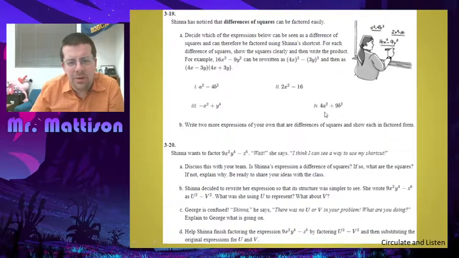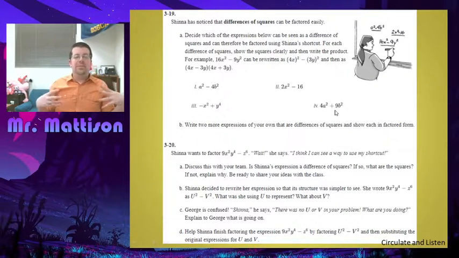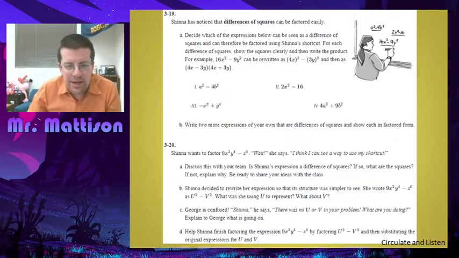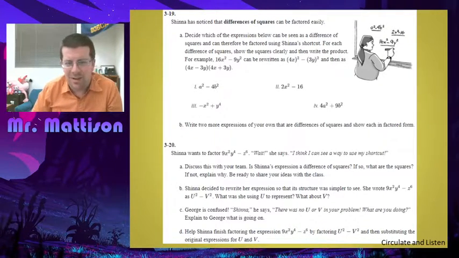Then lastly here on the fourth one, I have that plus sign here, and this is also plus, so I can't do it, right? I could try and set it up, and I could say, well, it's 2a in parentheses to the second plus 3b in parentheses to the second, but I can't factor it because there's not a difference there. It's not being subtracted, so I have to move on.